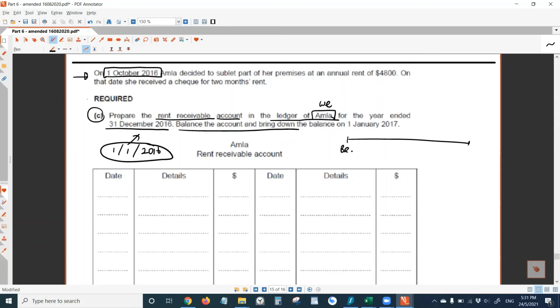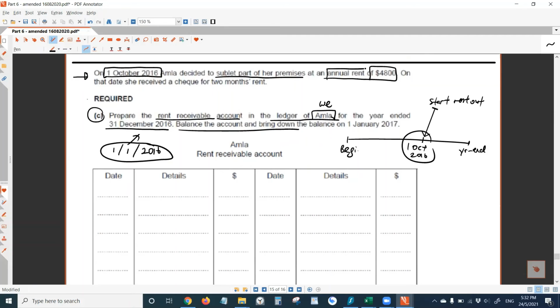This is the beginning. This is the year end. And the date that has been stated here is October 1st, 2016, somewhere here. AMLA decided to sublet part of our premises at an annual rent of 4800. You see, on this day, AMLA started to rent out the premises.